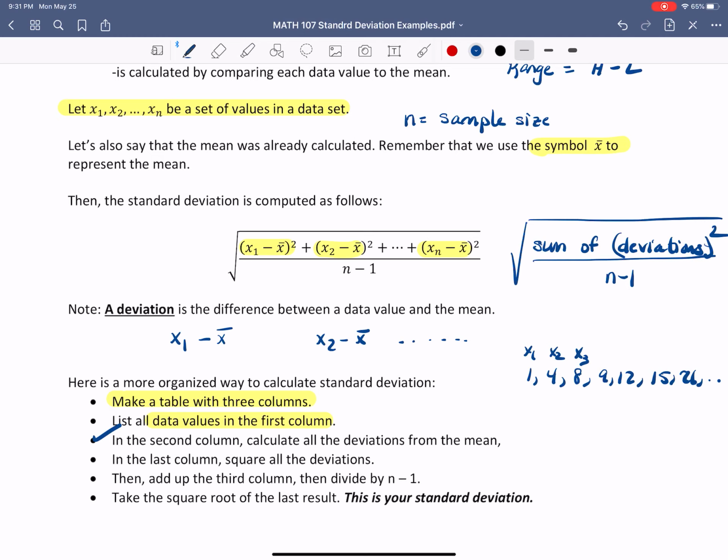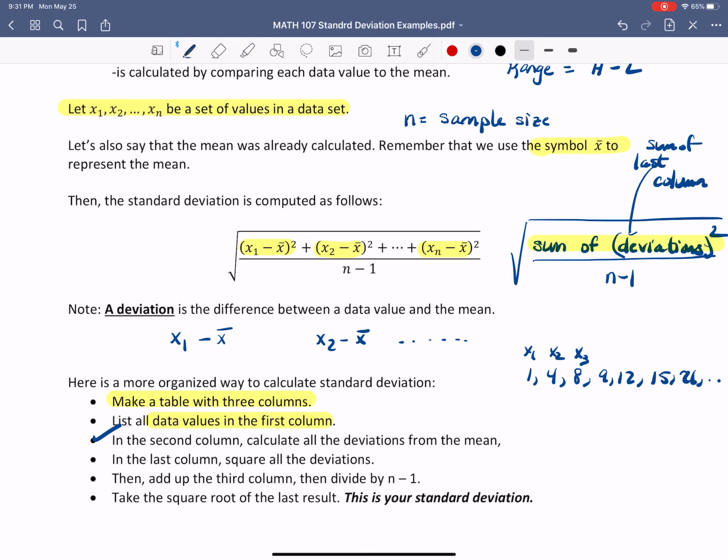Okay, then we're going to add up that third column, and that third column is the numerator of the standard deviation expression. So that right there is the sum of the third column. In fact, I'll write that here. Sum of last column.